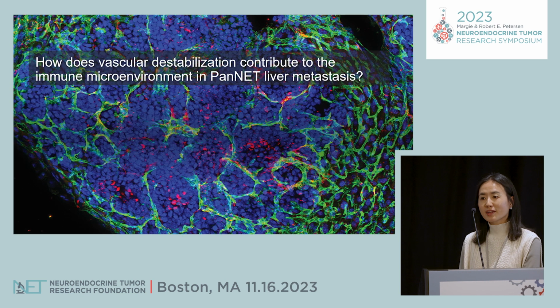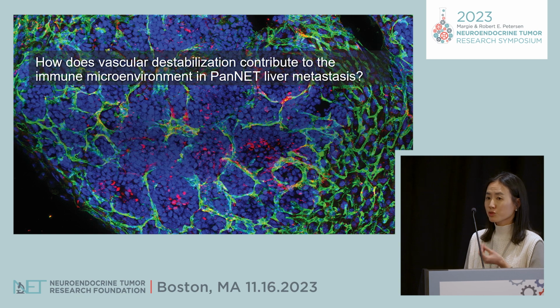So as you know, pancreatic neuroendocrine tumor patients frequently develop liver metastasis, and the targeted therapies are limited to control this metastatic disease. So the main question that we have here is how vascular destabilization contributes to the immune microenvironment in PanNET liver metastasis.